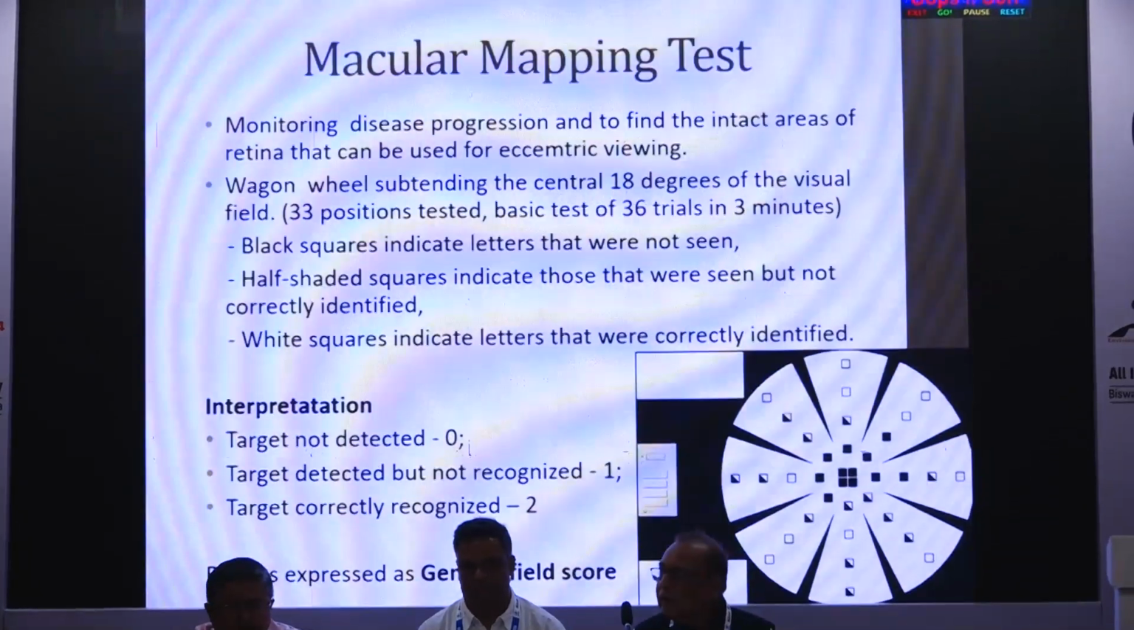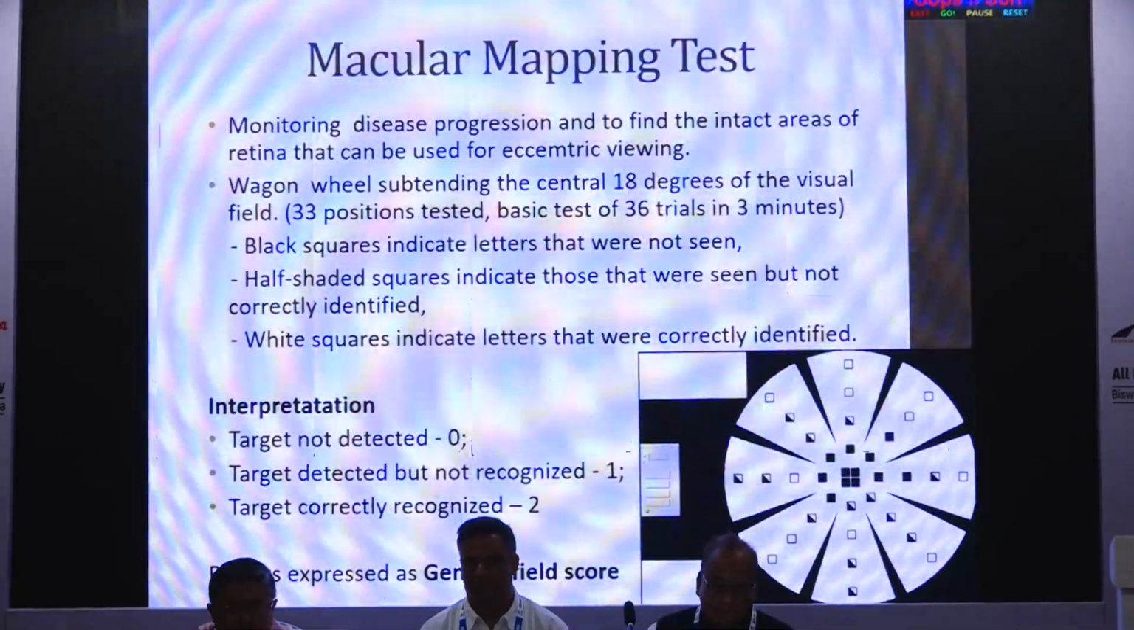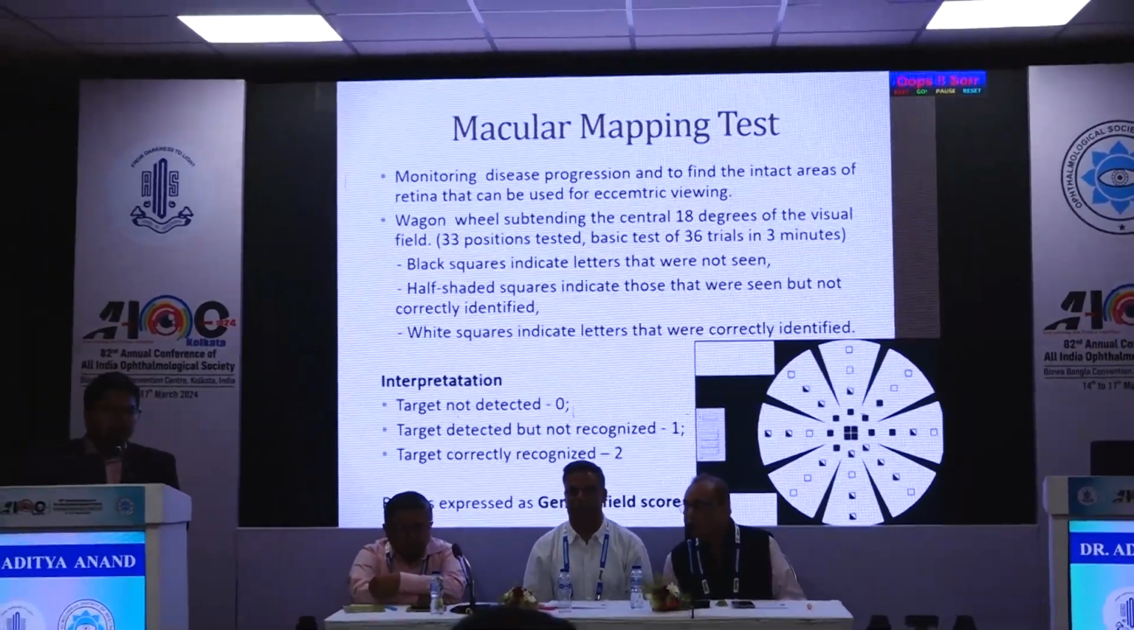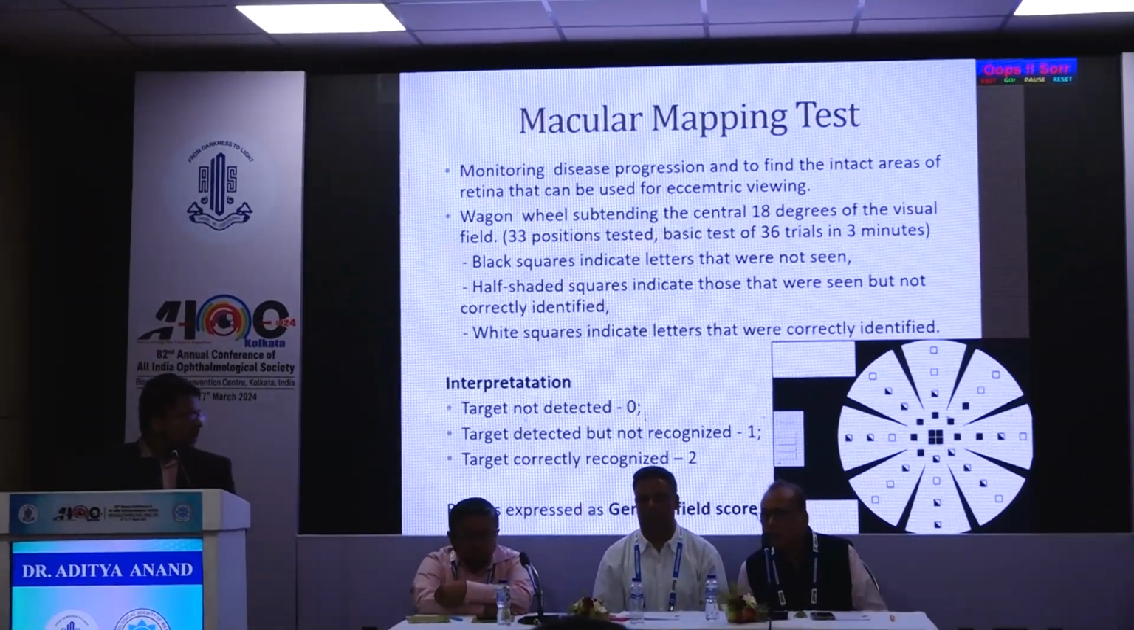So if there is an opaque media or a severe dense cataract, what are the tests that you would advocate to the ophthalmologist, basically because we do not have all the gadgets?